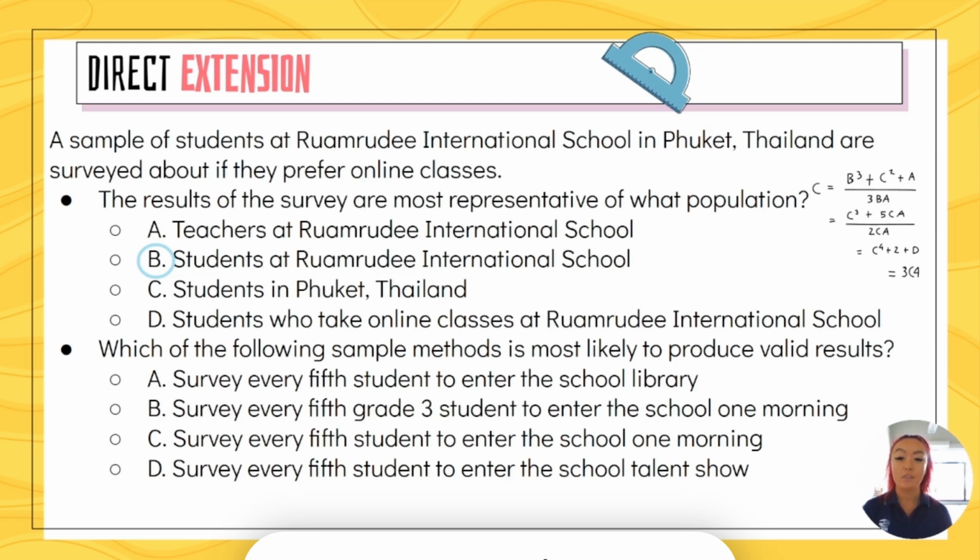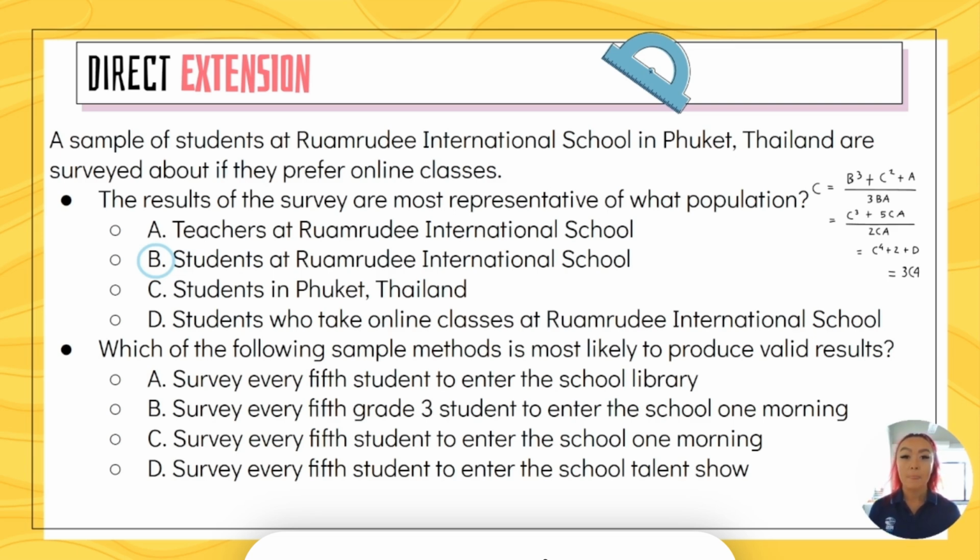So the next question says, which of the following sample methods is most likely to produce valid results? So how should the school conduct this survey to get the most accurate results? So A says, survey every fifth student to enter the school library. Well, that might not produce the most valid results because you're only surveying the students who enter the library, right? And we don't know how many students or who are going to enter the library that day.